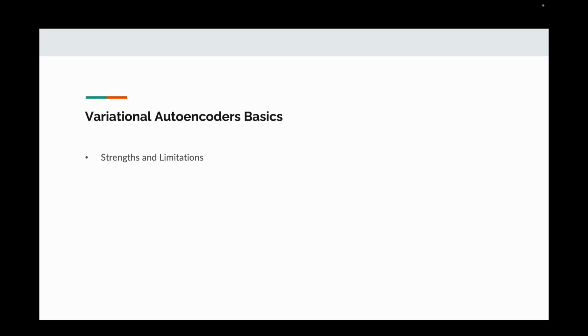Let's look at some strengths and limitations. Strengths: VAEs learn disentangled representations, which makes them powerful for interpolation, where new data points are smoothly generated between existing data samples. The limitations are: compared to other generative models like GANs, VAEs can produce slightly blurry images because of their probabilistic nature and the use of a Gaussian prior.